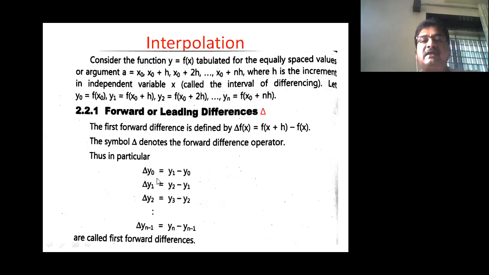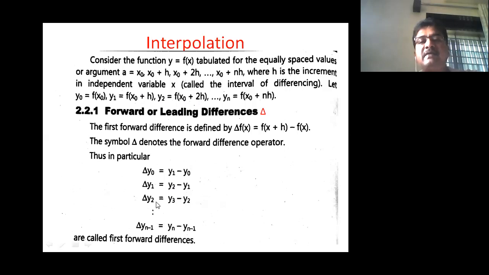We can write delta y naught is equal to y1 minus y naught in another fashion: delta f of x naught is f of x naught plus h, which is y1, minus f of x naught, the value at the next point minus the value at the same point. Similarly, what is delta y1? It is the value at the next point, y2, minus the value at the same point, y1. So in another notation, delta y1 means delta of f of x naught plus h. What is delta of f of x naught plus h? It is f of x naught plus 2h minus f of x naught plus h, which means y2 minus y1.